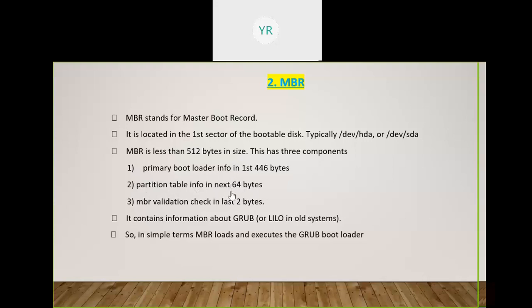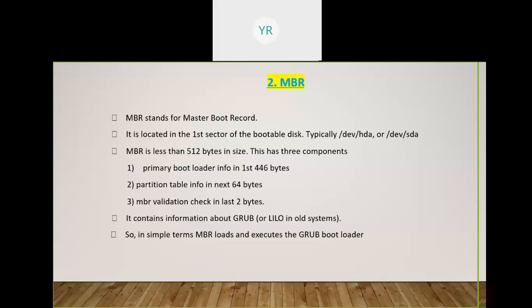For that reason we have 3 primary partitions and 1 extended partition. For our convenience, that extended partition can be divided into logical partitions, so that we can have a number of logical partitions. But overall, externally, the partition table can allow only 4 partitions, because the size of each entry is 16 bytes. 16 into 4 only, it will allow 4 only.